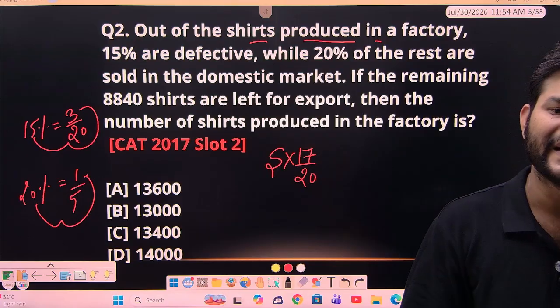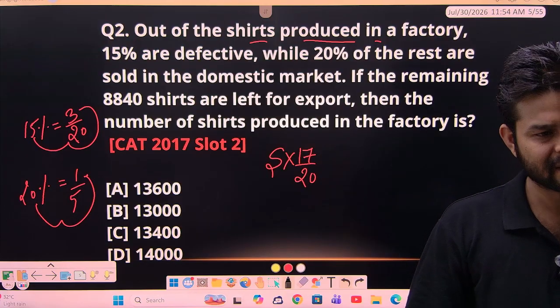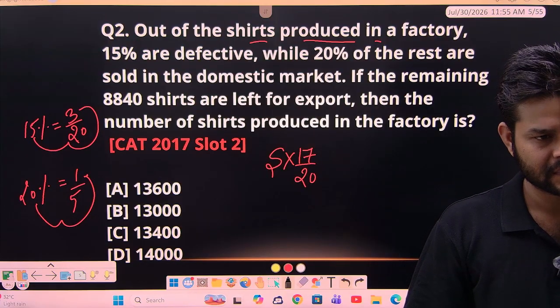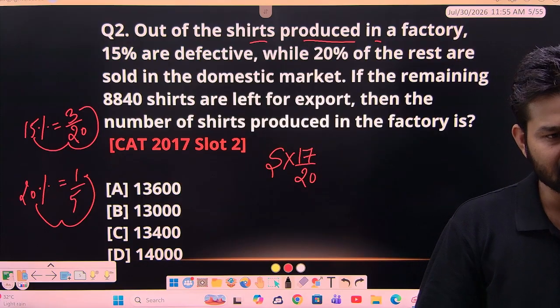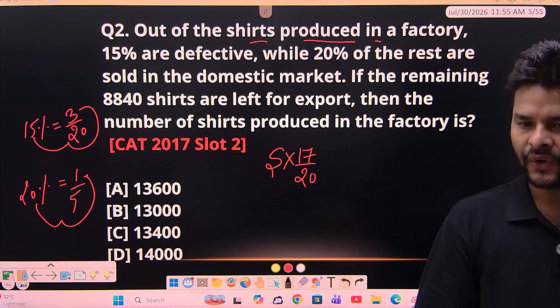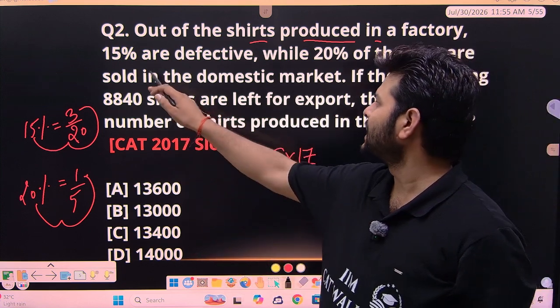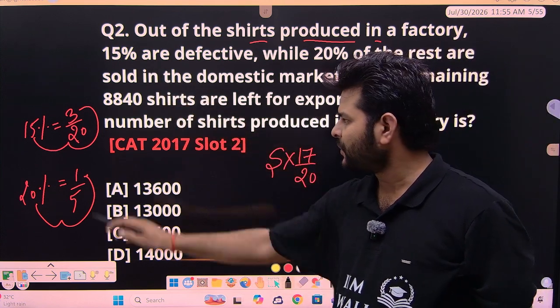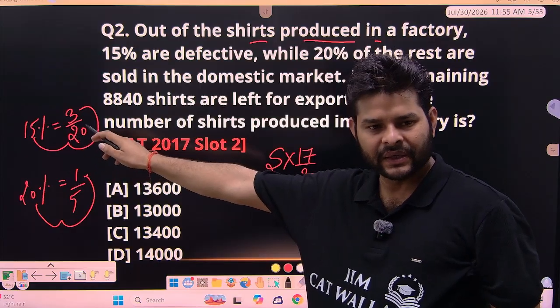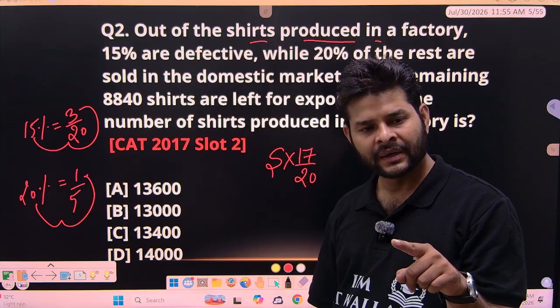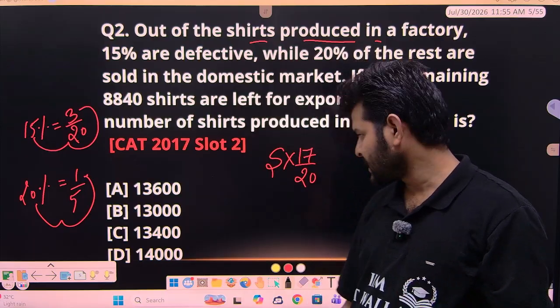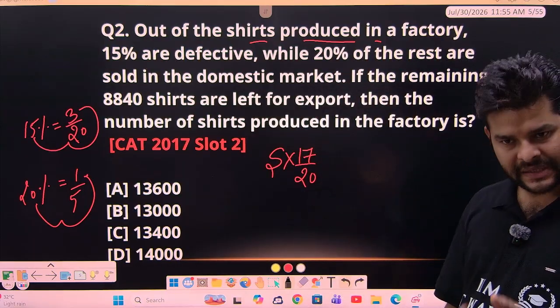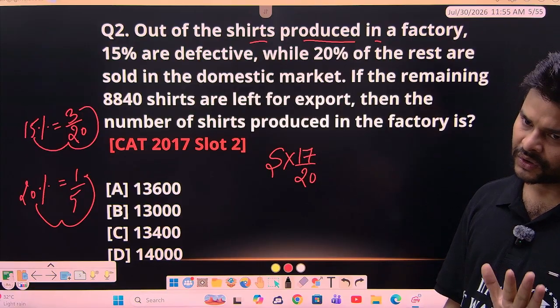So let's say a company is producing S shirts. Got it? So total shirts are S. Out of S, 15% are defective. So what would be the fraction of 15%? 3 by 20. That means 3 are defective. So how many remaining? 17. 17 upon 20 remains. Got it or not?